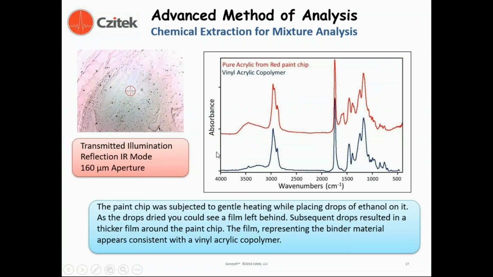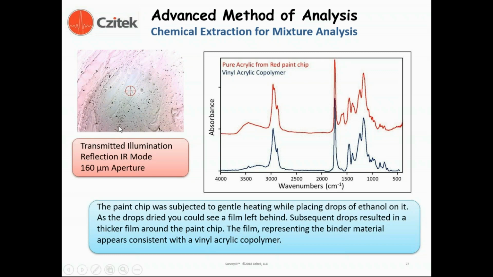So what we can do is use some on-slide solvent extraction methodology. This takes a little bit of practice, experience, and testing, but we can gently heat the material with ethanol solvent, and some of the material will be transported from the very particular region of the paint chip. And so we've gone over to a region where some of the sample was obviously transported.